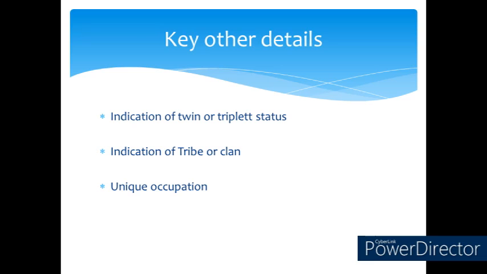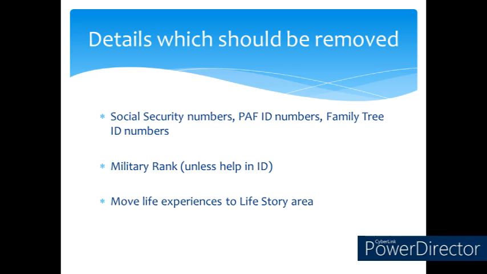Next, we wanted to look at the key other details. These are helps to aid those that follow so that errors do not come back in. One crucial one is the fact that an individual is a twin or triplet. This could keep an overenthusiastic person from performing an inappropriate merge. The second crucial fact would be that the individual is documented as a member of a certain tribe or clan. The third would be a unique occupation, especially in the early census records, which could help confirm that the newly found record is for that same person.